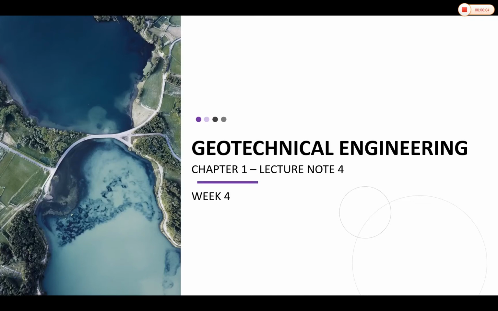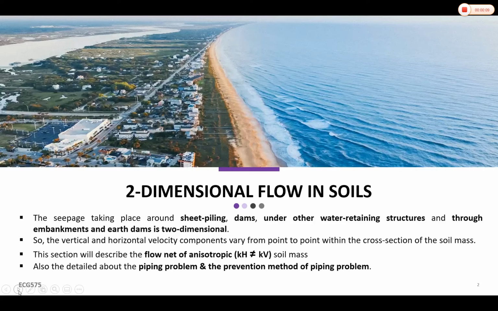Okay, this is the last part for chapter 1. So we are still in two-dimensional flow in soil, but now we are looking for the flow net of anisotropic, which is the permeability horizontal different with the permeability vertical. And also we will go a bit detail about the piping problem and the prevention method of piping problem, and also about the design of filter.